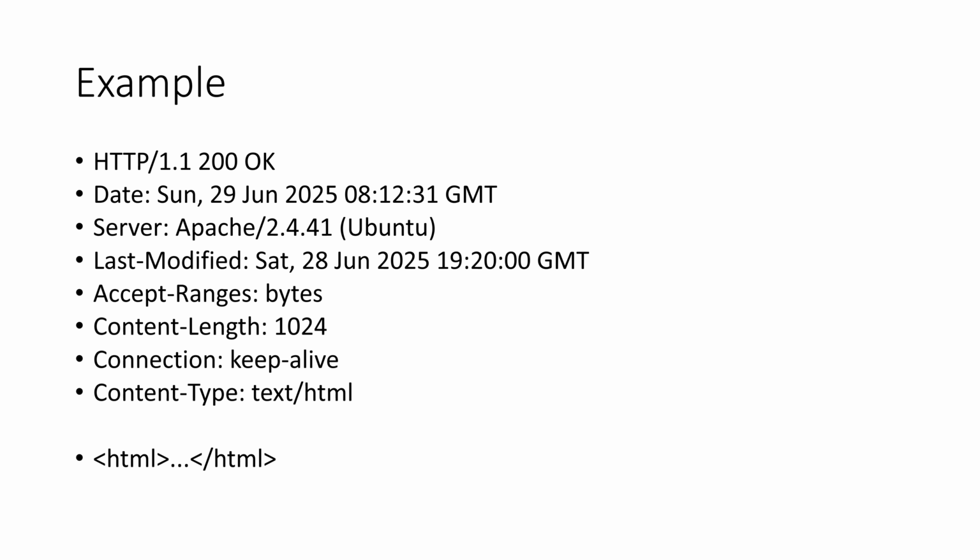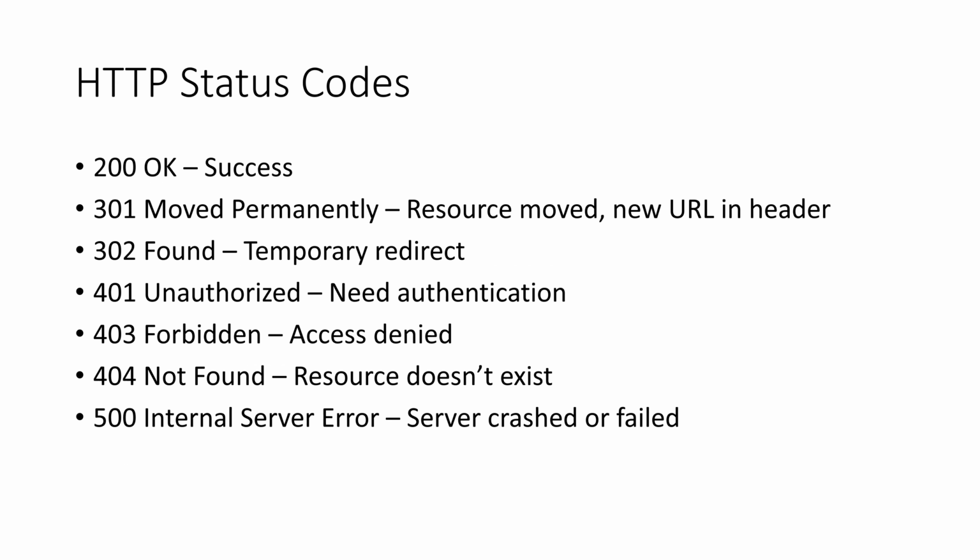Content length 1024 says the size of the response body in bytes. The connection keep alive header indicates that the TCP connection will stay open for future requests. Finally, content type, text or HTML. This tells the browser that what's coming in is an HTML page. After a blank line, the message body begins, which in this case would be the HTML content of the web page.